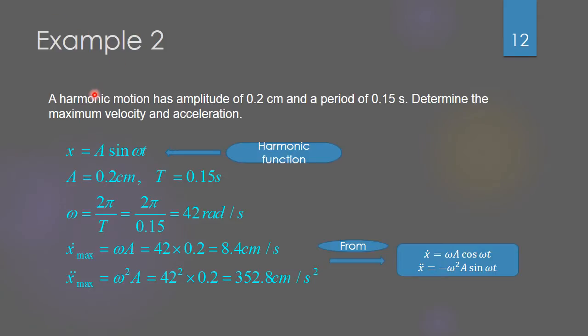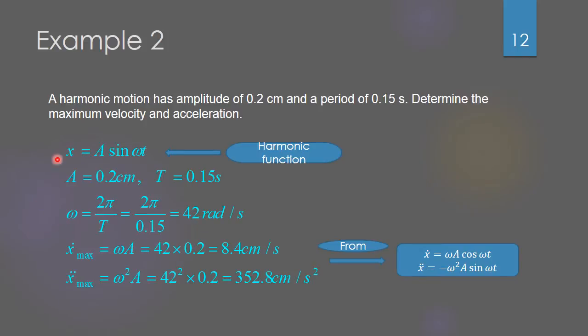Okay, example 2. A harmonic motion has an amplitude of 0.2 centimeter and a period of 0.15 seconds. Determine the maximum velocity and the maximum acceleration. The harmonic function is given by this equation, and A and T are given in the equation. So omega, by its definition, is 2 pi over T, which is 42 radian per second.